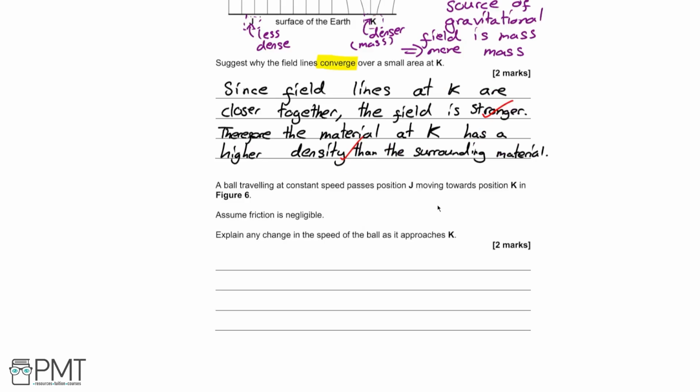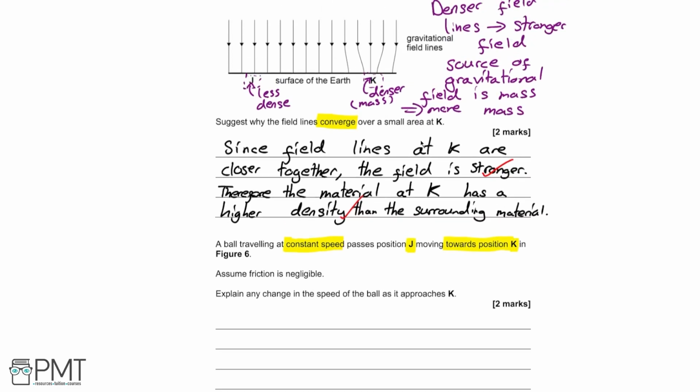The next part of the question says, a ball traveling at constant speed passes position J, moving towards position K in figure 6. Assume friction is negligible, and it wants us to explain any change in speed of the ball as it approaches K. So we don't need to worry about it leaving K, just approaching K.